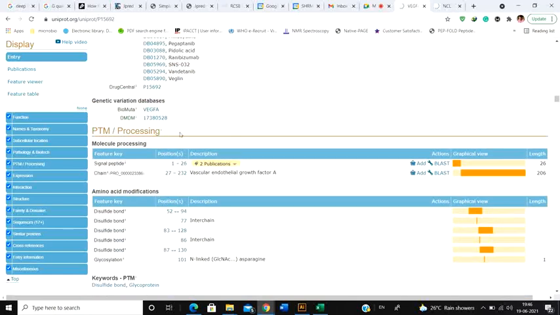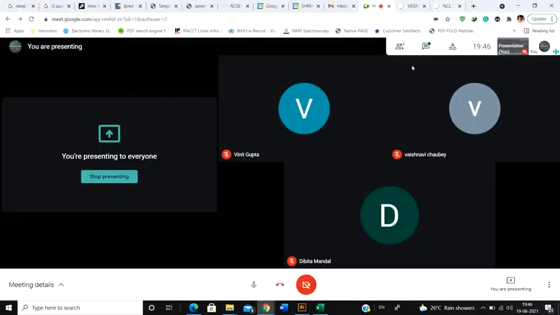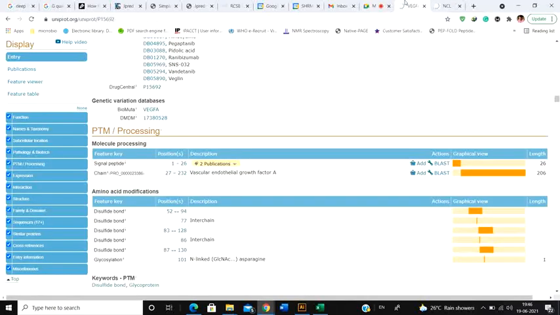That means the modifications that generally take place in the protein after it has been translated, right? You know about post-translational modifications, right? Without post-translational modifications, some proteins are not activated. So the activity of the protein simply depends upon the post-translational modifications. Okay, so what kind of modifications take place?